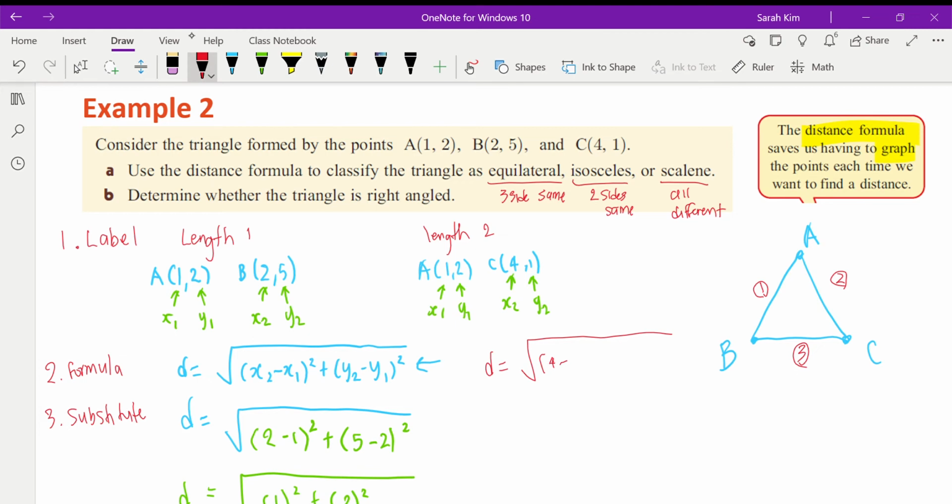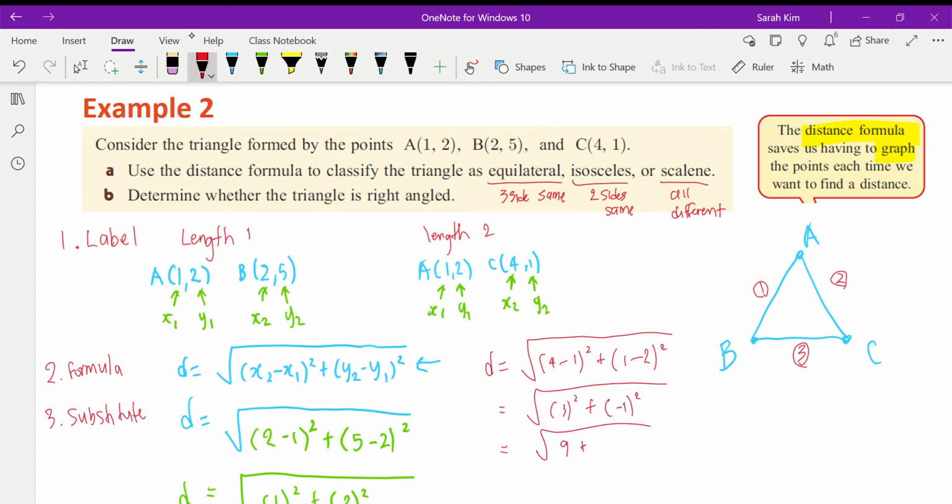That's not right, 4. x1 is 1. Alright, y2 is 1. y1 is 2. Alright, all I've got to do is solve it. 4 take 1 is 3. 1 take 2 is -1. Alright, 3 times 3 is 9.